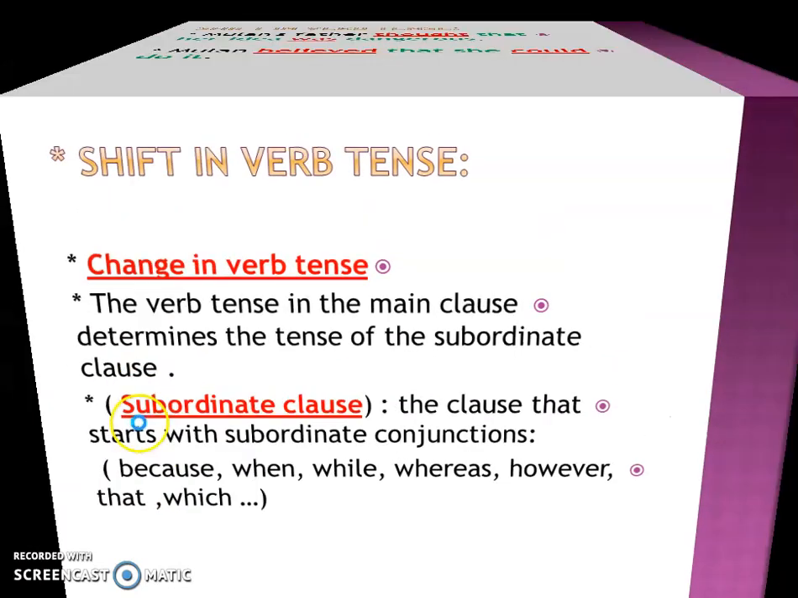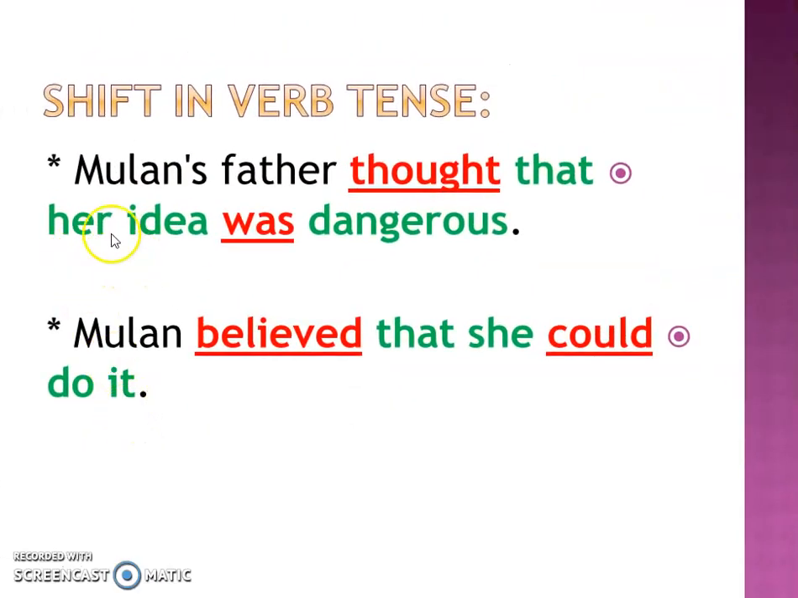What do they mean here? They mean that your first sentence, the main clause, not necessarily the first, but the main clause, okay? It has a verb. Now, this tense of the verb determines the tense of the second verb. It means that if the first verb is in the past, then your second verb should be in the past. Okay, look here. Mulan's father thought. Thought is in the past. Think, thought, that her idea was. Because thought is in the past, was is also in the past.